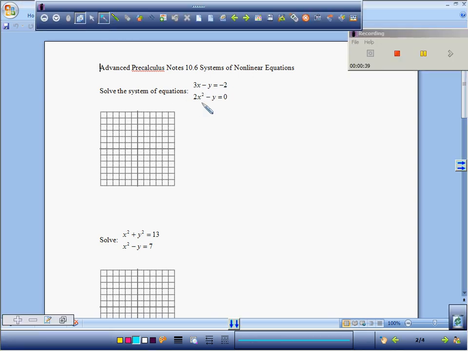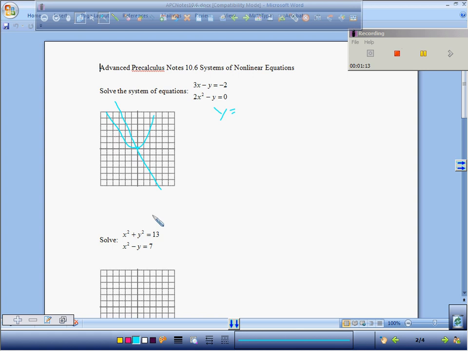This makes a line, and this makes a parabola. If I brought the x squared over there, or the y over here, it makes a right side up parabola, right? I'm not going to graph it exactly, but you have a parabola, and then you have a line, which is negative y equals negative 3x minus 2, so it'll be y equals positive 3x minus 2. So you have a line and a parabola.